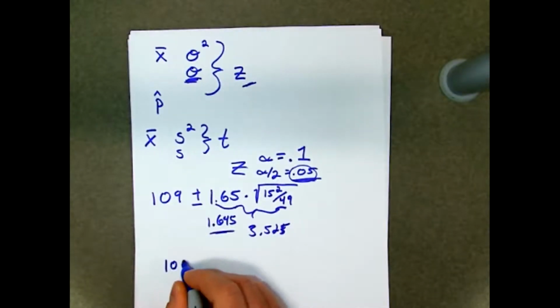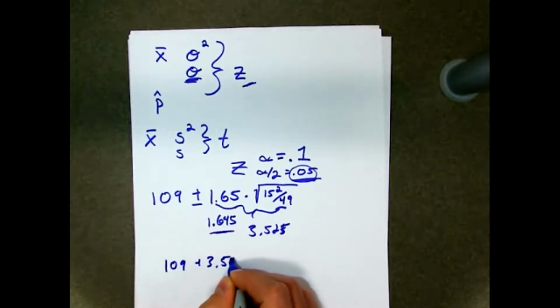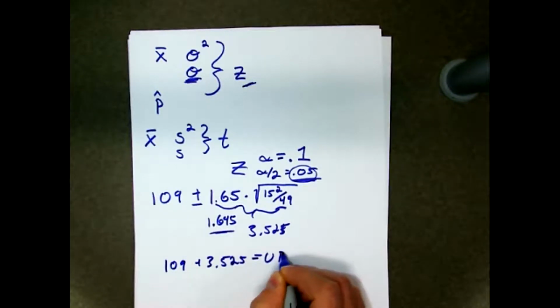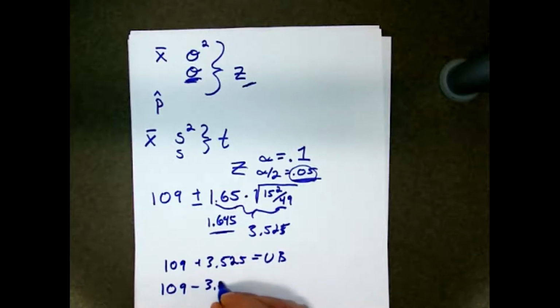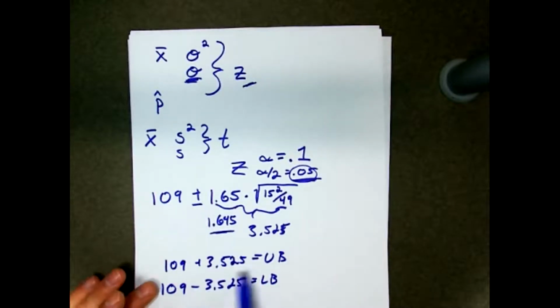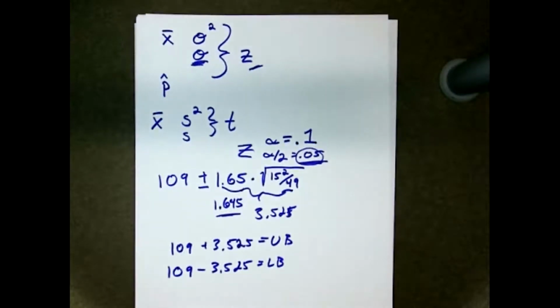So then I would just take 109 plus 3.525. That gives me my upper bound. 109 minus that 3.525 will give me my lower bound. That way I don't have to enter it into my calculator twice, right? Once I get the value once, I know I'm just adding that to get my upper bound and subtracting that margin of error to get my lower bound. Any questions over anything there, kind of constructing these confidence intervals? Okay with this? Okay.